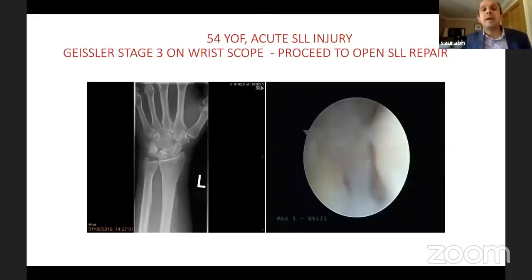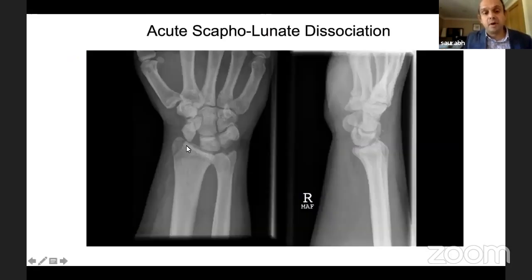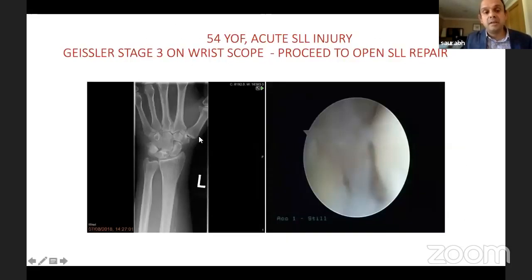So let's see some examples of scapholunate injury to start with, then we'll go to SNAC. A 54-year-old female came in with an acute scapholunate ligament injury. Unlike the previous slide, where it's a barn door scapholunate, here it's not very classical. All I could see was a little triangular gap. But she had marked swelling and pain over the scapholunate ligament.